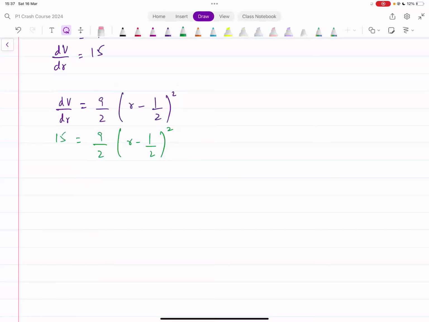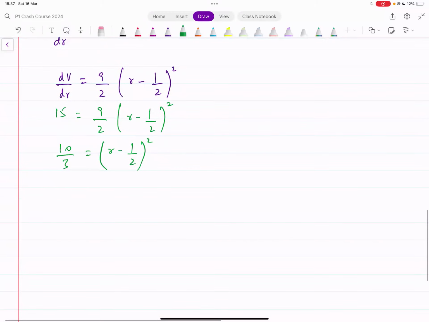You can take 2 to the other side and then divide by 9. That's going to give you 30 over 9, which can be simplified to 10 over 3. 10 over 3 equals (r minus 1 over 2) whole squared. Okay, now you take the square root on both sides. That gives you r minus 1 over 2 equals plus or minus the square root of 10 over 3. You get two values of r from that.